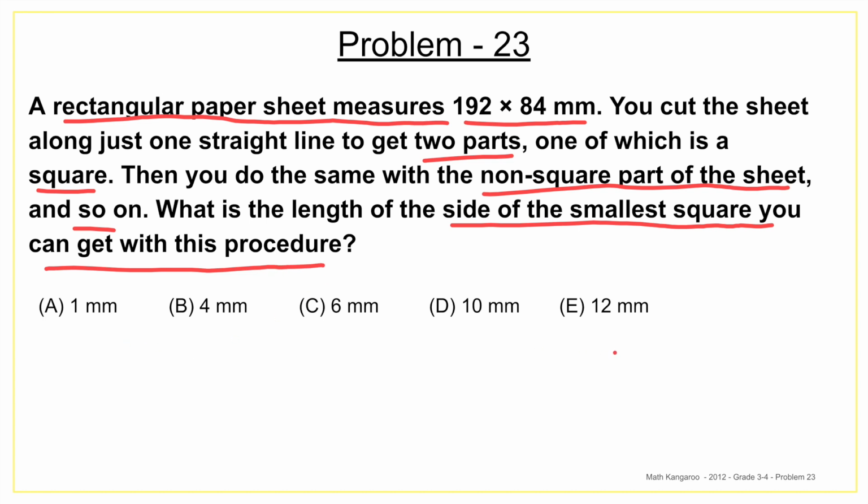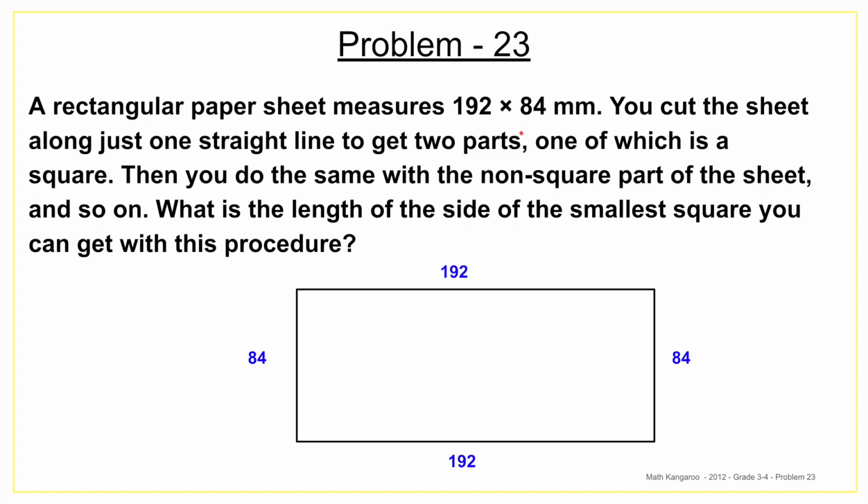These are our options. Let's go step by step. So we have a rectangular paper sheet, measures 192 by 84 mm. Now we cut the sheet along just one straight line to get two parts. So we cut along this part, square and non-square. So the side of this square is 84. So the length from here to here is 192 minus 84 gives us 108 and 84.